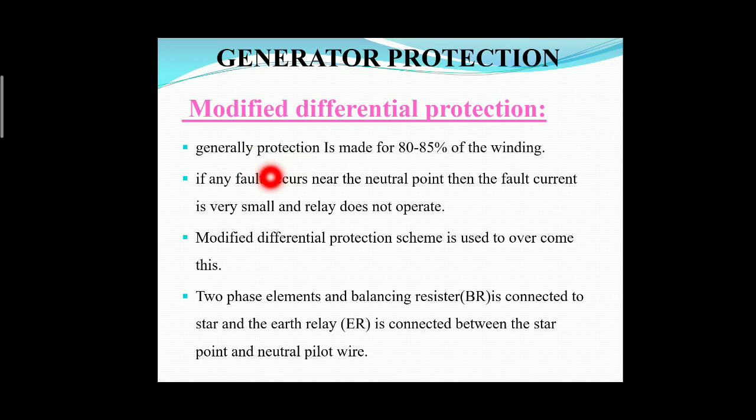Okay, modified differential protection means generally protection is made for 80 to 85% of the winding. If the fault occurs near the neutral point, then the fault current is very small, and the relay does not operate in this condition.